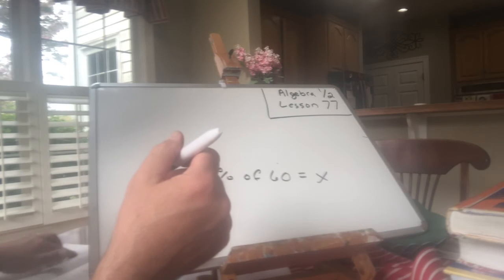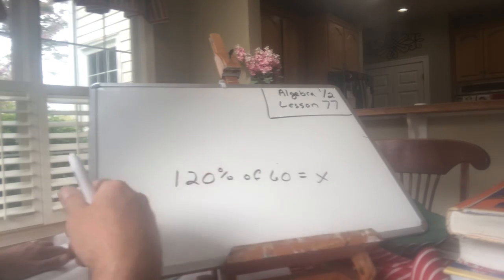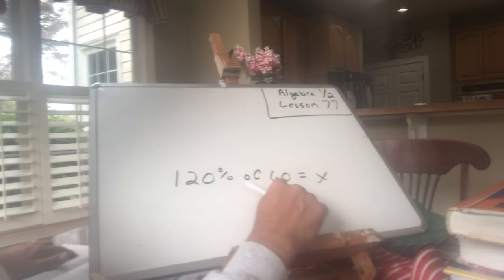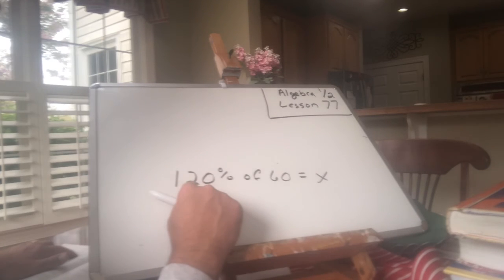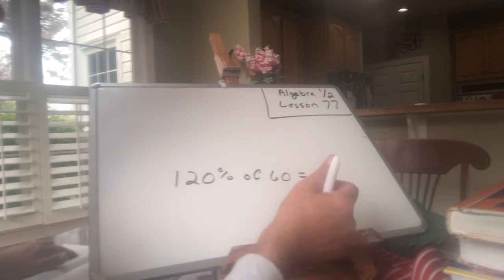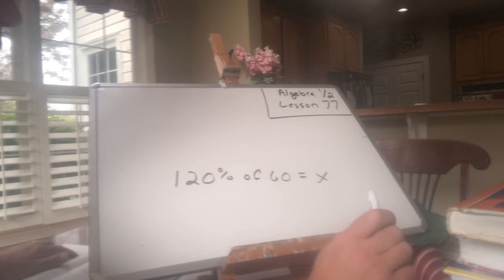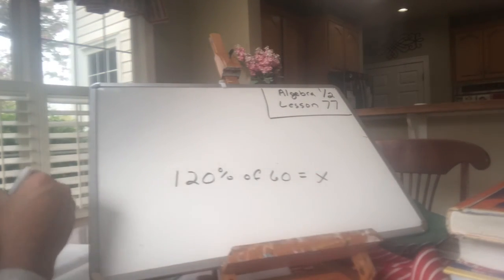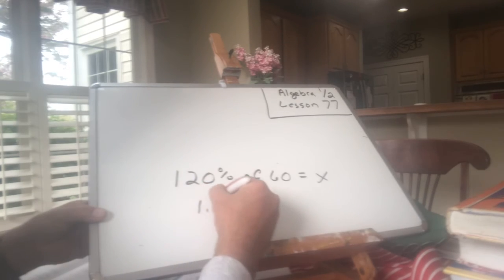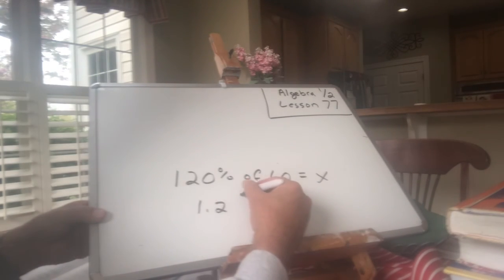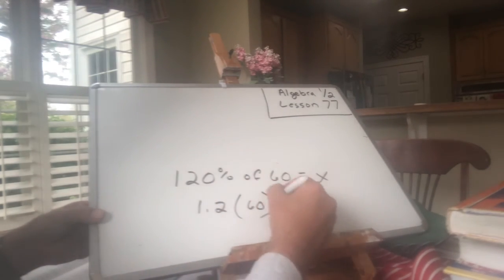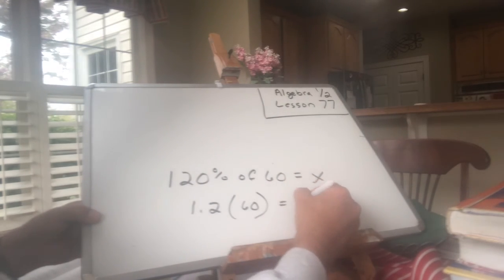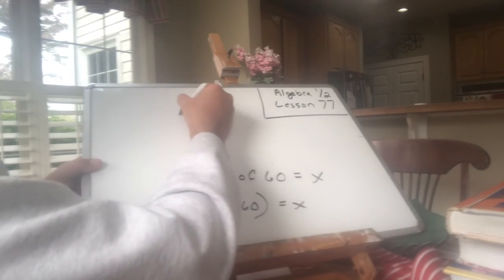They say the donuts cost 120% of what they were 2 years ago. Well, I know that's what she paid 2 years ago, and 120% of that is going to give me my answer. Writing the problem out is critical to solving it. So 120% as a decimal is 1.2. Of means multiply. 1.2 times 60 is going to give me my answer, okay?